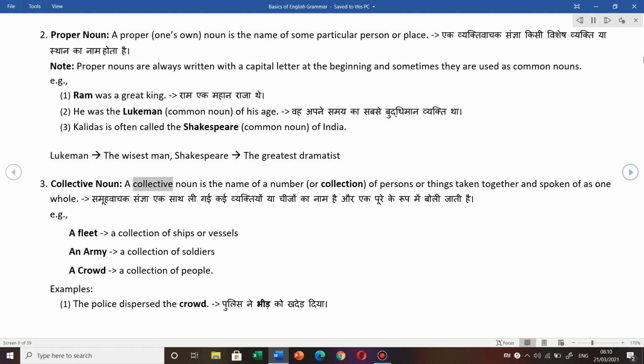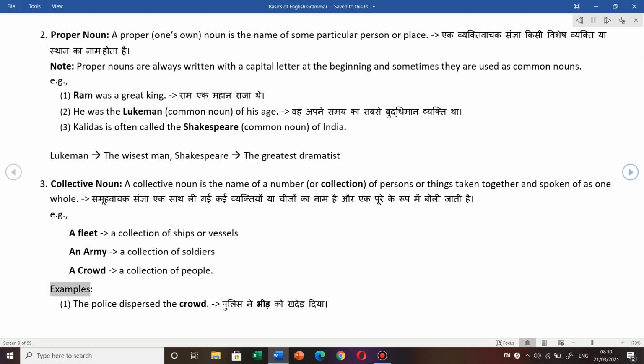Collective noun. A collective noun is the name of a number, or collection, of persons or things taken together and spoken of as one whole. For example, a fleet, a collection of ships or vessels. An army, a collection of soldiers. A crowd, a collection of people.